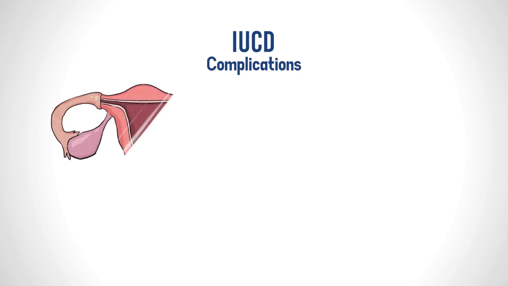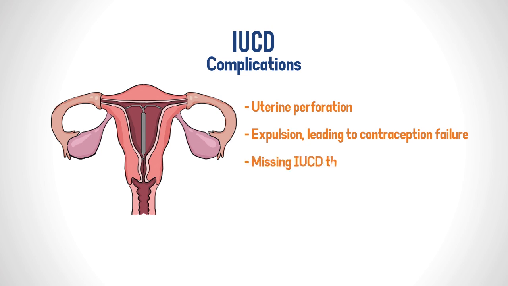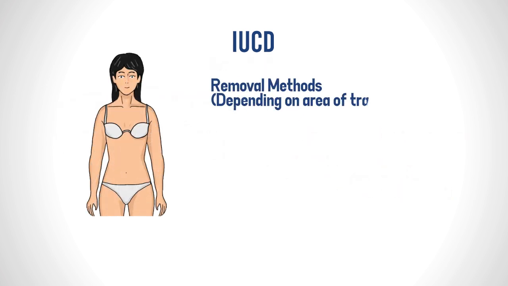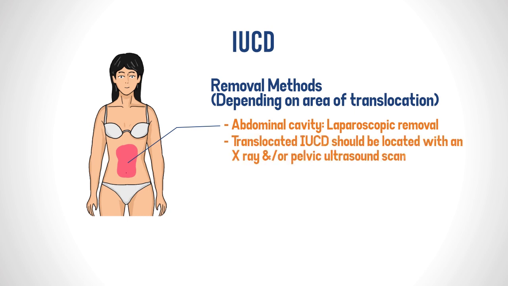Uncommon complications include uterine perforation, device expulsion, and missing threads. If threads are missing, the presence and location of the device should be sought using ultrasound scan and/or X-ray. Depending on where the IUCD is found, specialist referral may be needed for removal. Translocated IUCDs should be located with an X-ray and/or pelvic ultrasound scan.